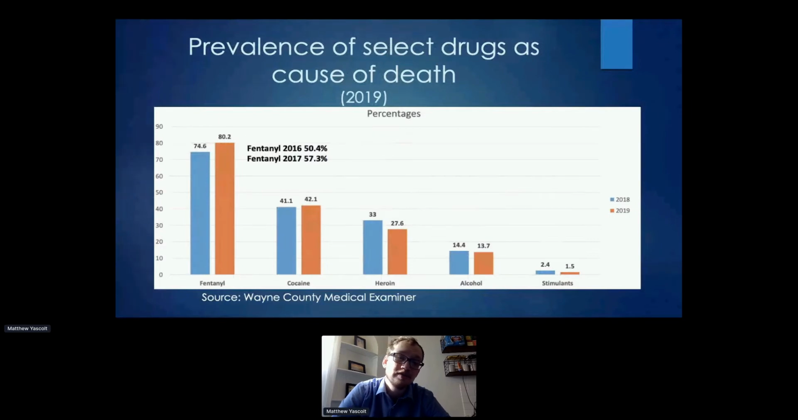No surprise to anyone who knows anything about fentanyl, but fentanyl is leading the charge for cause of death, seen on medical examiners' listed cause of death. A surprise to me, and potentially a surprise to many on this call, there was a massive increase in cocaine being found as cause of death, and cocaine is the second runner to fentanyl here in Wayne County. Then followed closely by heroin, alcohol, and stimulants.